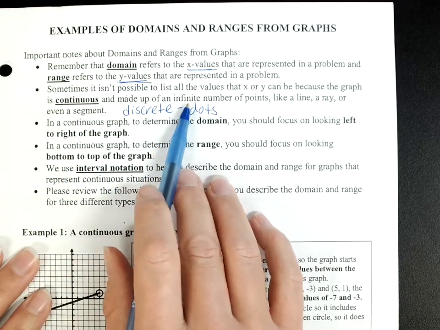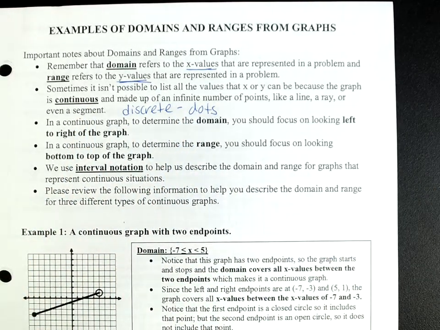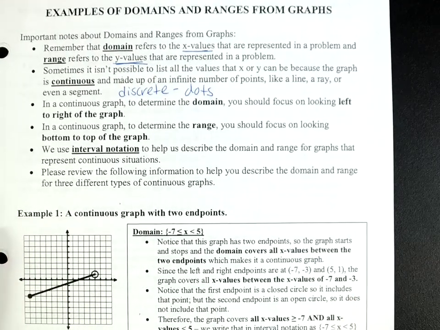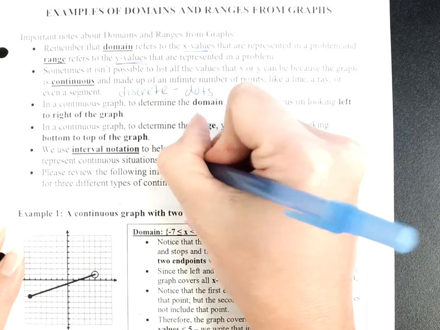Continuous graphs are made up of an infinite number of points. So even though you may just have a short line, it's impossible to actually list out every possible x value in between there because you have things like decimals and fractions that are all within that line. So whenever you have continuous graphs, we use different kinds of notation to describe your domain and range. One way is using interval notation or inequality.